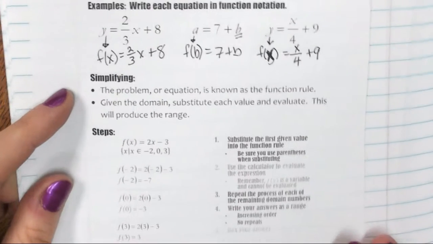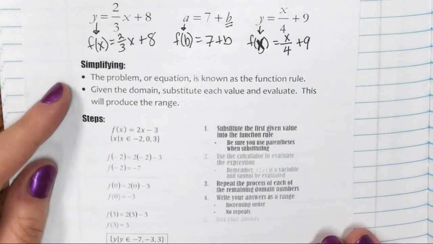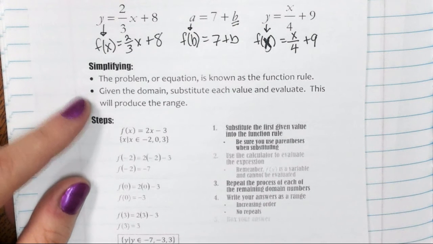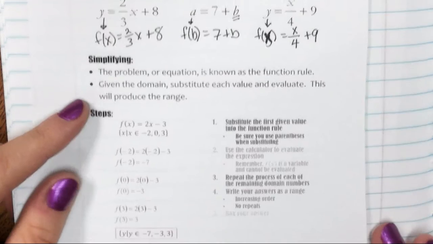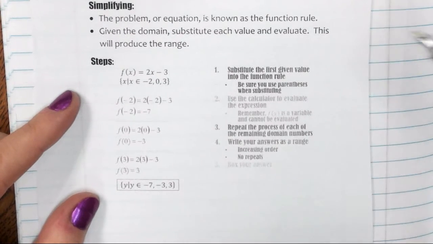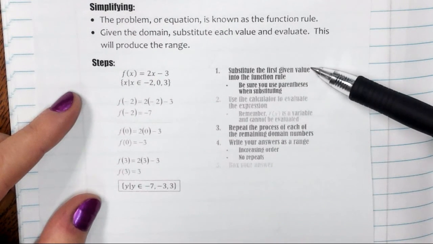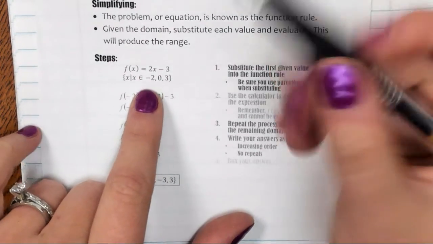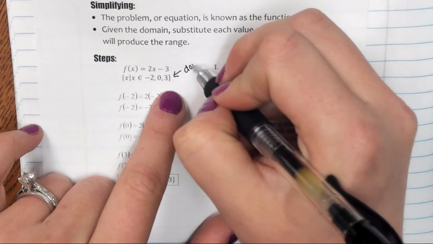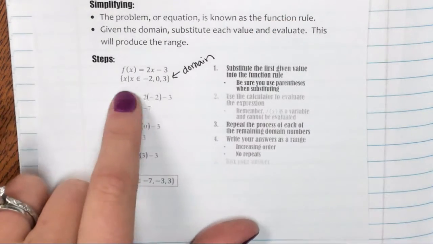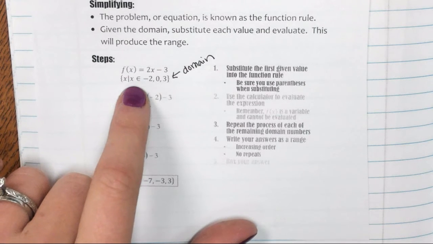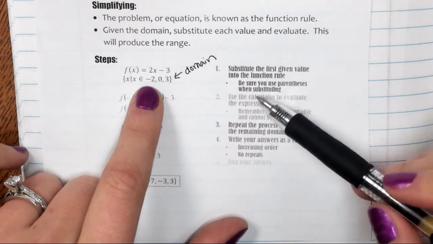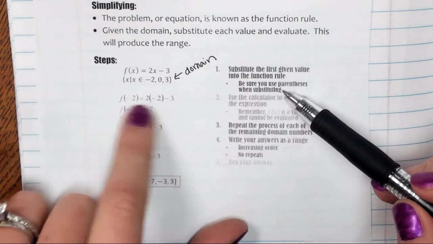Alright, simplifying. The problem or equation is known as a function rule. Given the domain, substitute each value and evaluate. This will produce the range. Alright, so here's an example problem and a couple of steps. Step 1, substitute the first given value into the function rule. The first given value in my domain here, again, this is the domain, it's given. You can recognize the set builder notation, x when x exists, and it's -2, 0, and 3. So we're substituting in -2. Be sure to use parentheses when you're substituting, so we did that here.